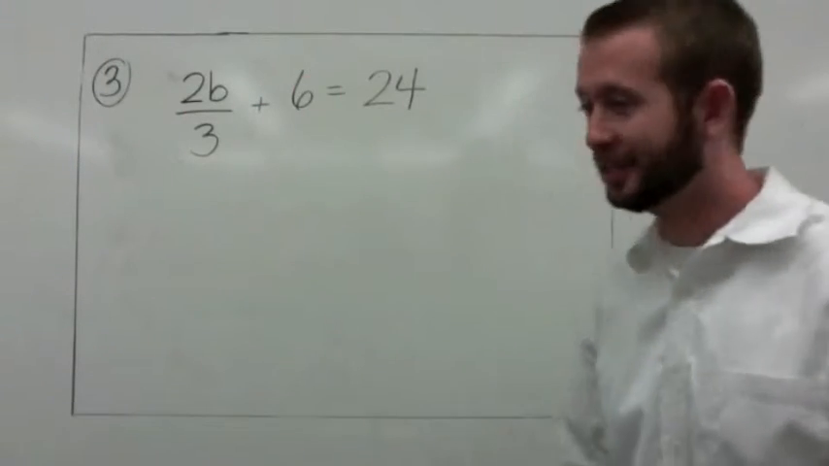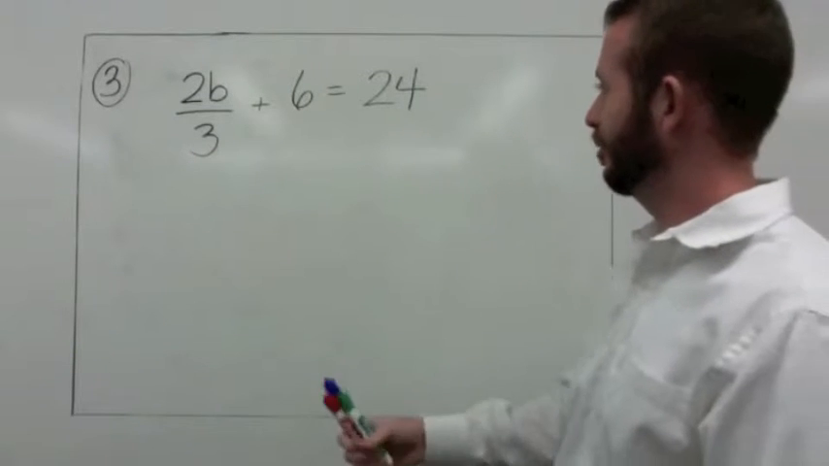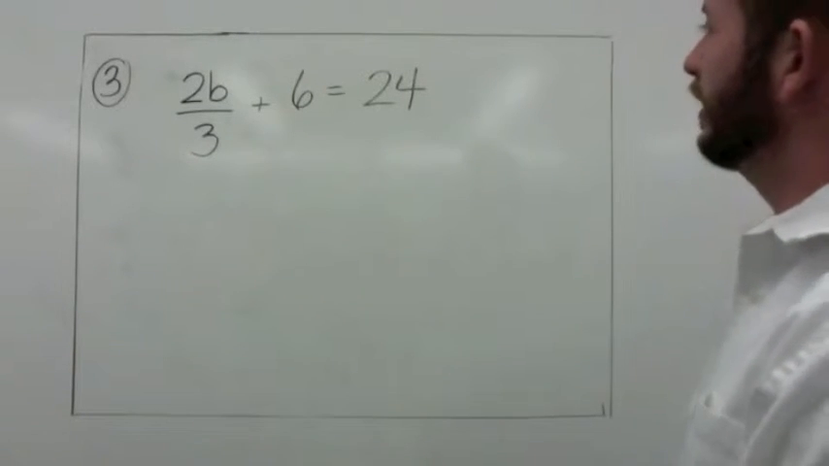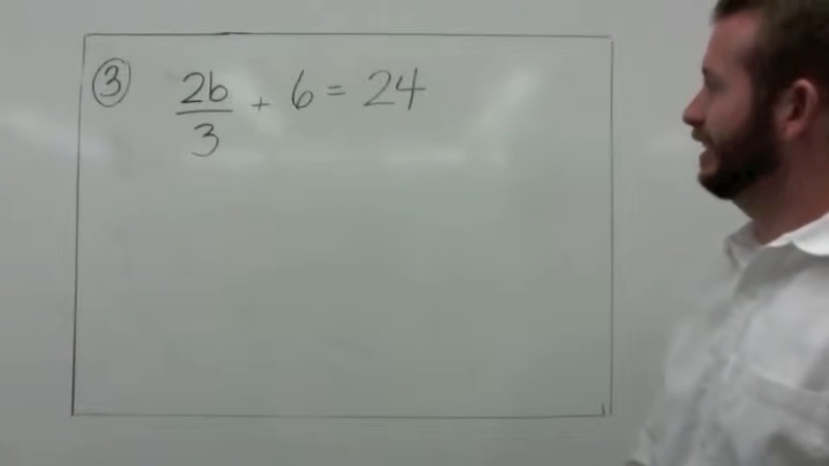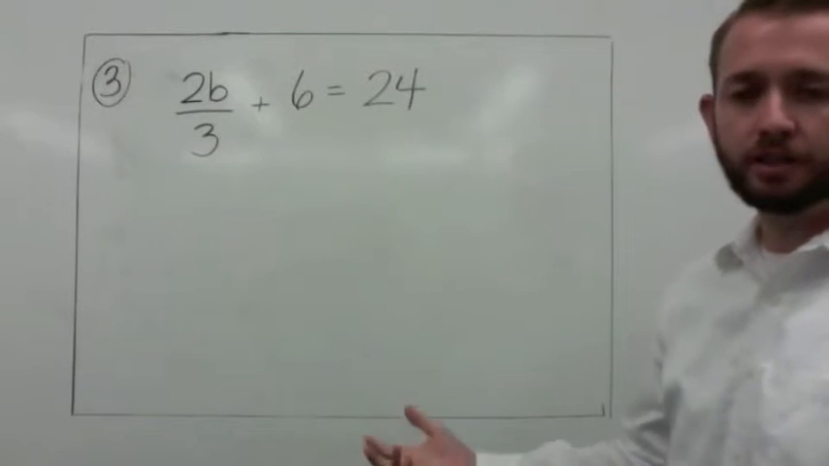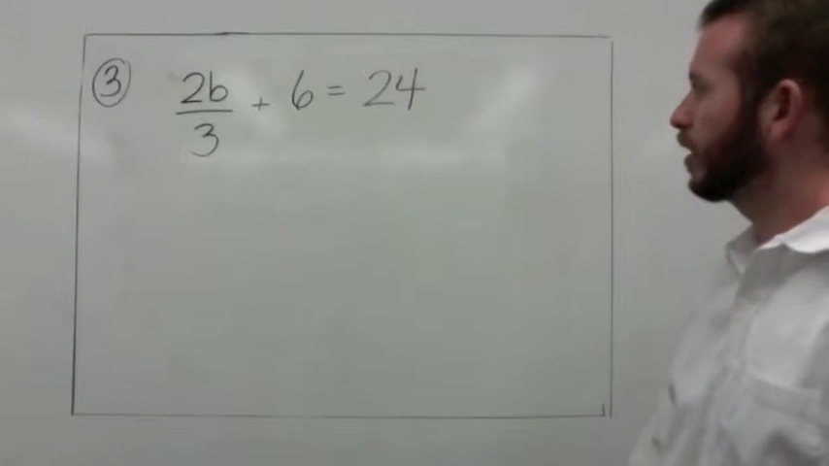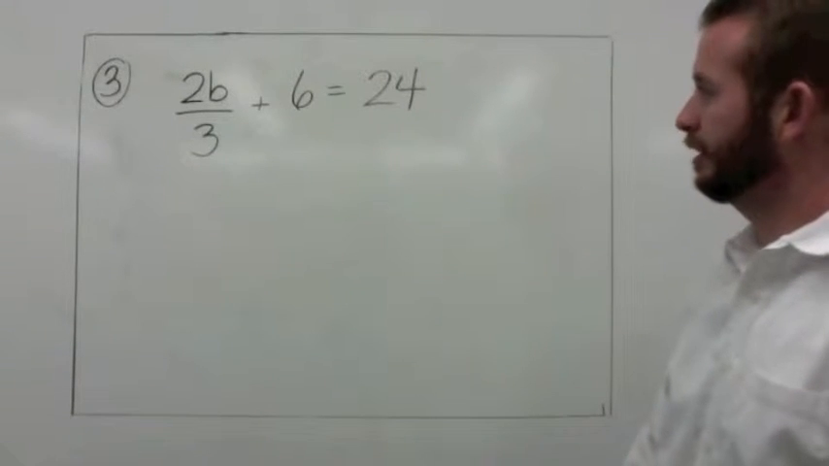Welcome back for the next problem. I think this is actually the fourth problem, but we'll move on. We're going to solve for b. 2b over 3 plus 6 is equal to 24. We're just going to solve for b here. That's the goal. Solve for b means b will equal something at the end.